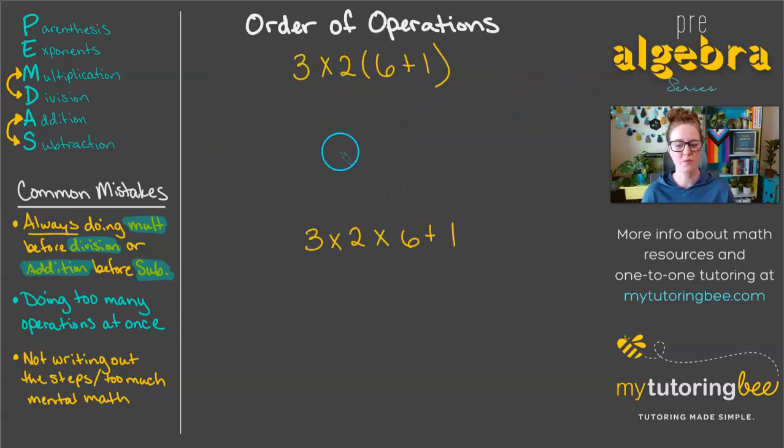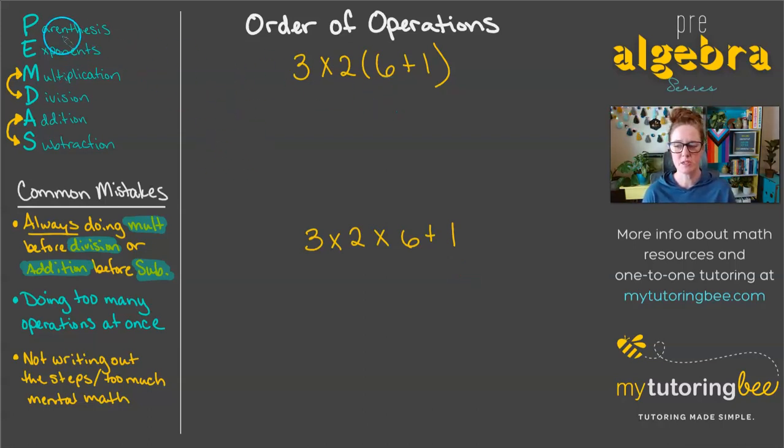We're starting off with a couple of pretty basic problems here, but if you'll notice, each of these has the same numbers in it. The only difference is that this first problem has parentheses and the second problem does not. So I just wanted to show how that can really make a difference with the order of operations.